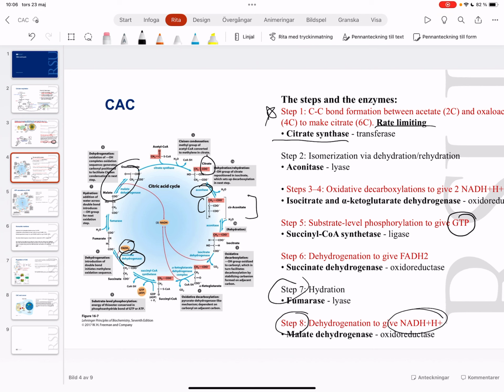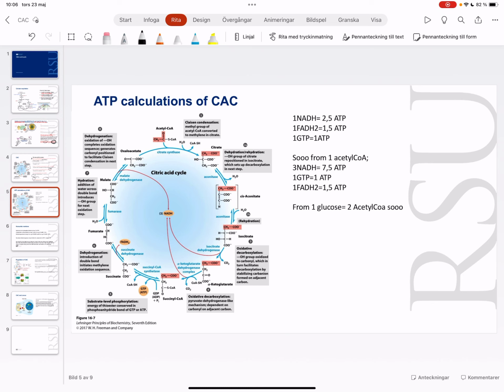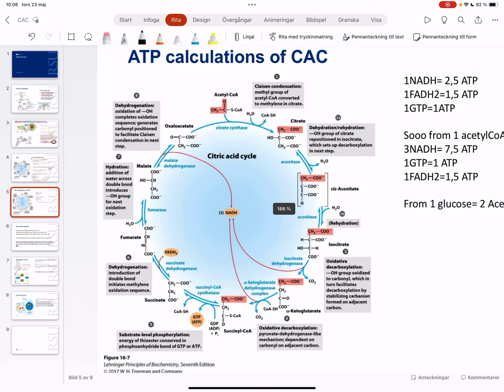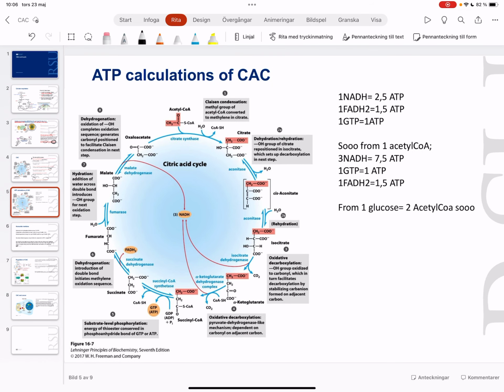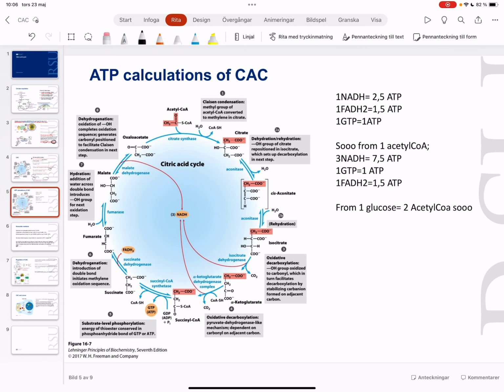Now let's do some ATP calculations. When we do ATP calculations, we have to see the cycle or the pathway. And then we just have to remember one thing: 1 NADH will give us 2.5 ATP. 1 FADH2 will give us 1.5 ATP. 1 GTP will give us 1 ATP.